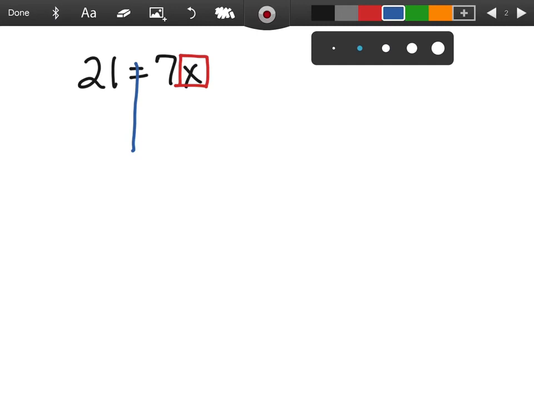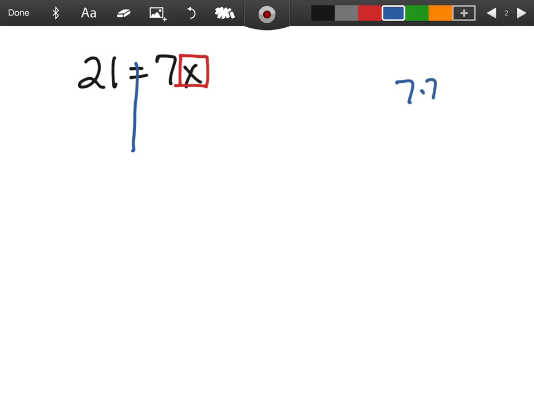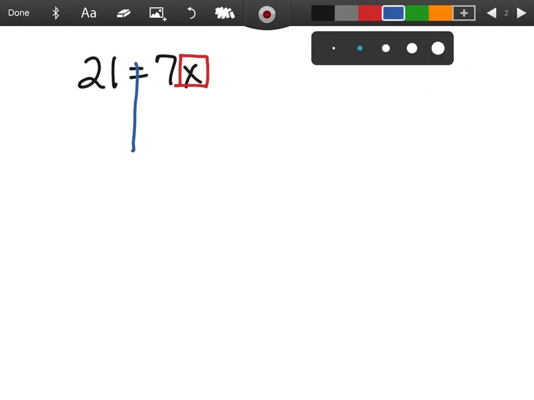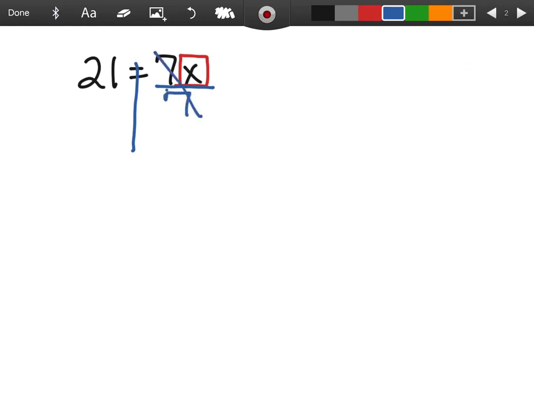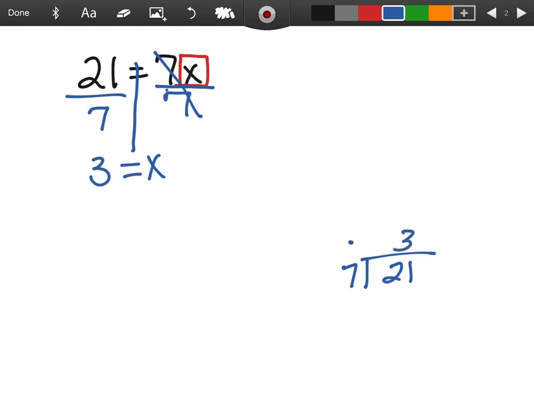The inverse or opposite of 7 times x, oops, that's supposed to be an x, there we go, is 7x divided by 7. All right, that does not look right, but that's okay, we're just going to go with it. The opposite of 7 times x is 7x divided by 7, because that is the inverse. Remember, those two cancel out because it becomes a 1. What I do to one side of the equal sign, I must do to the other, and I get 3, because I know 21 divided by 7 is 3, because 3 times 7 is 21.